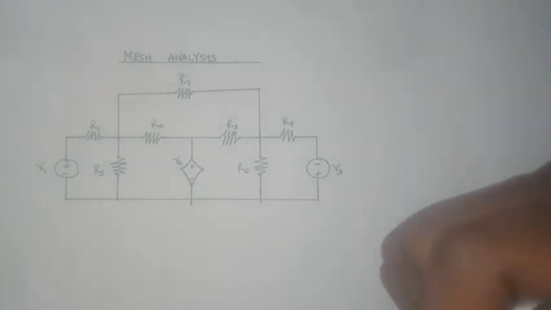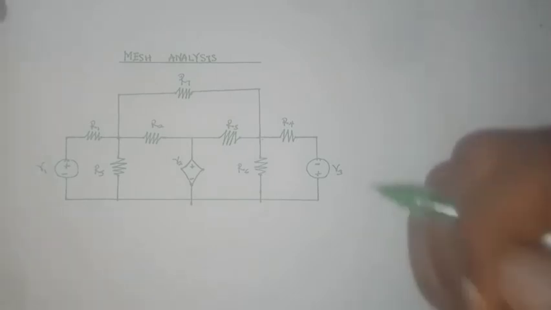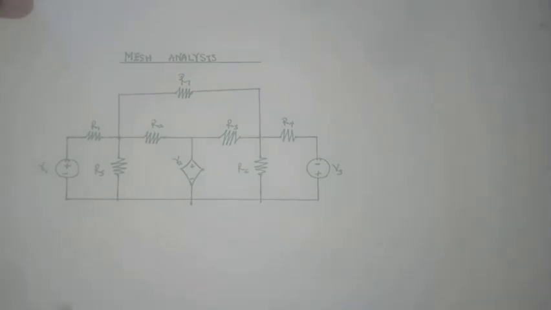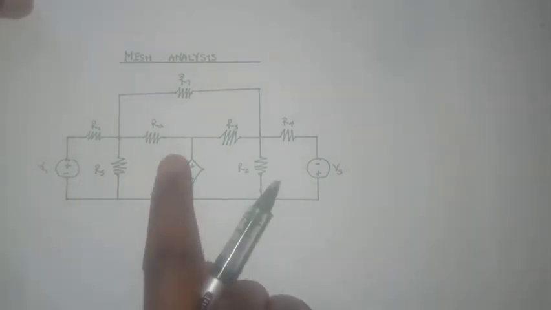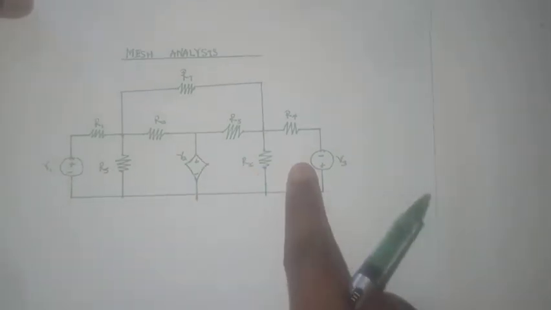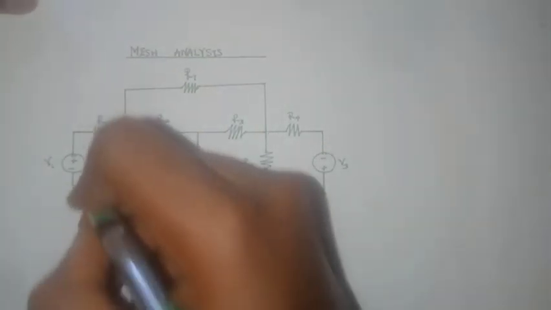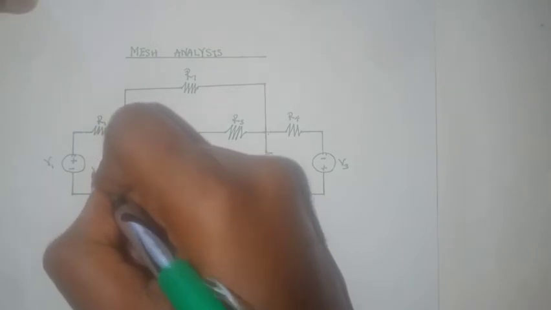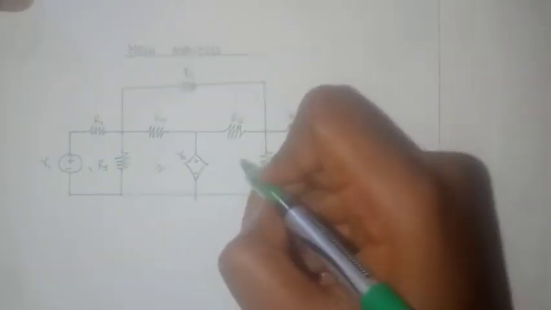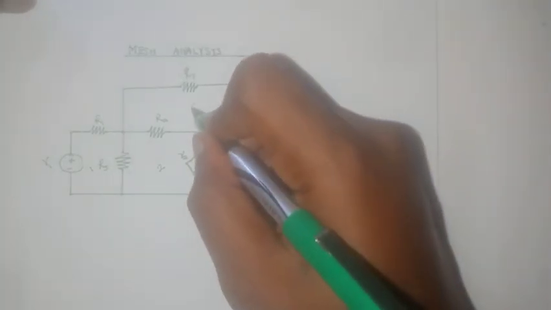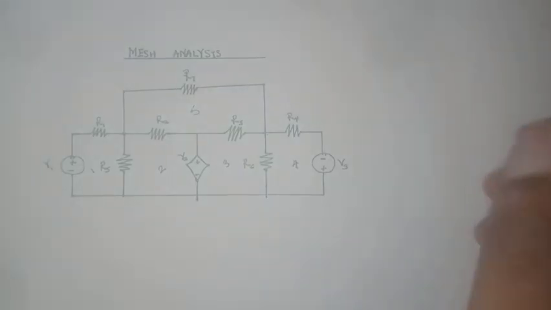When we are using mesh analysis, the first thing we want to do is identify our meshes. Now, in this circuit, we have 1, 2, 3, 4, and 5 meshes. So we can number those as mesh 1, mesh 2, mesh 3, mesh 4, and mesh 5. We are done numbering our meshes.